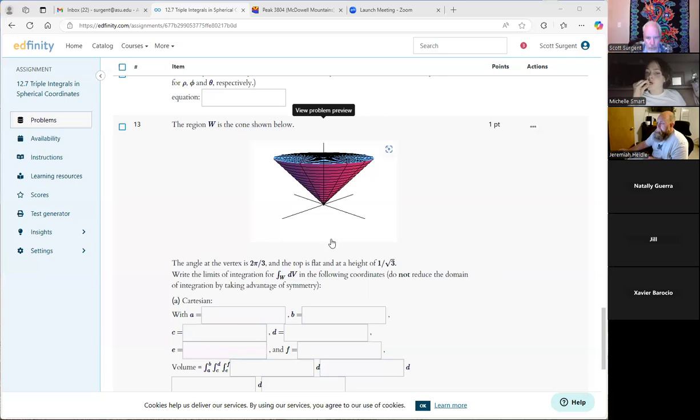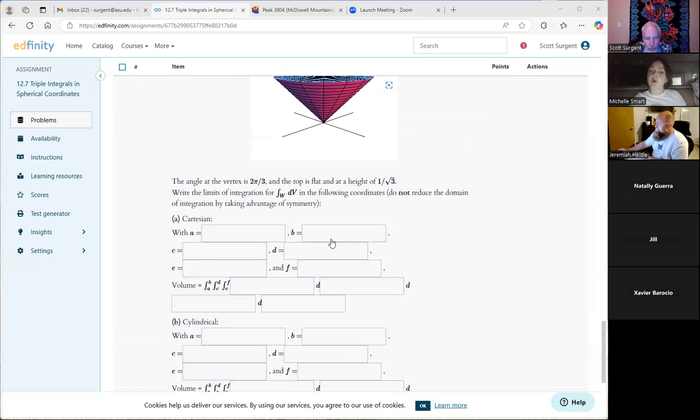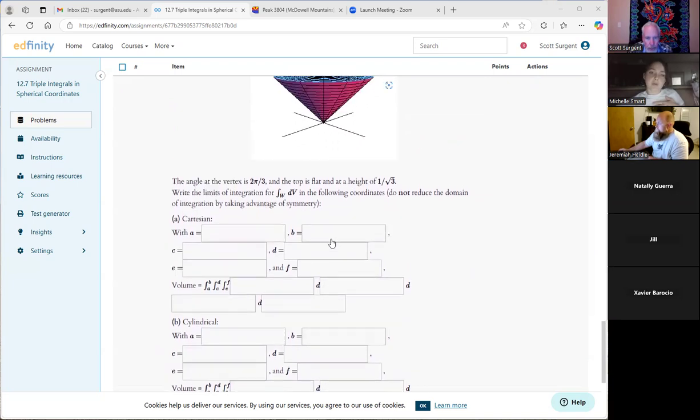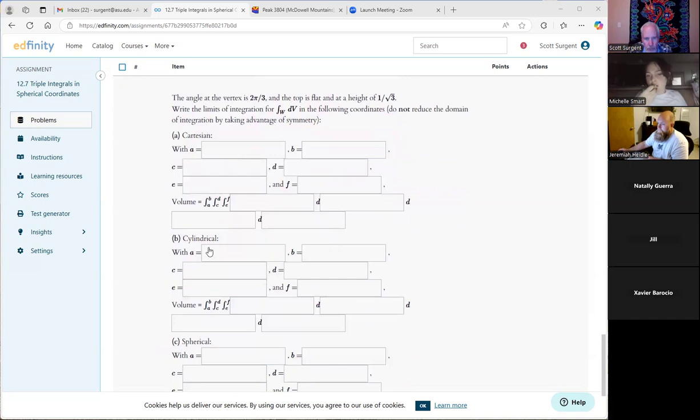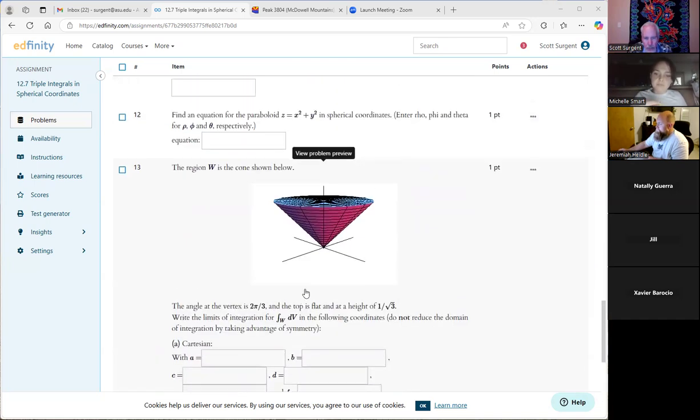And then they want you to set up Cartesian, cylindrical, and spherical. I'll tell you right now that if you were to do this, of the three, cylindrical would be the way to go. It'll work with Cartesian, but you'll have radicals. And you pretty much don't want to mess with spherical unless it's actually part of a sphere. This thing is flat on top, so it's not really a sphere anymore. But let's give it a go. Let's see what we get.